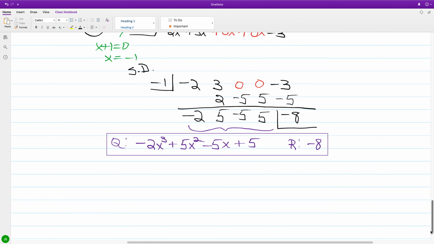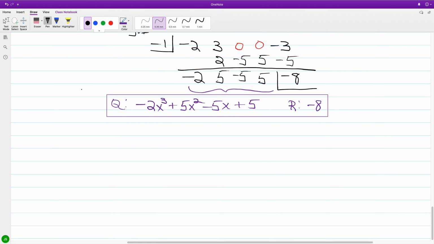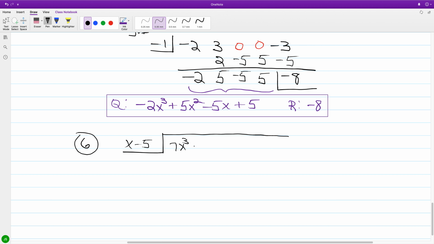Now, in the case of number 6, we have the divisor at x minus 5. For the dividend, we're going to have missing terms. The dividend has 7x to the third, and we're missing a squared term. And we have minus 4x. And you want your dividend to close out with a constant, so we have 0 as the placeholder. And again, we have x minus 5 as the divisor.